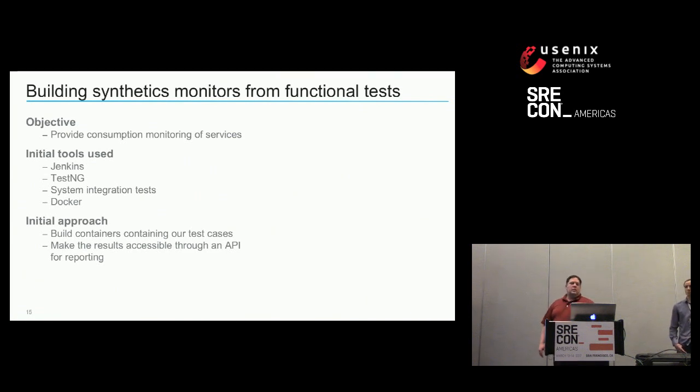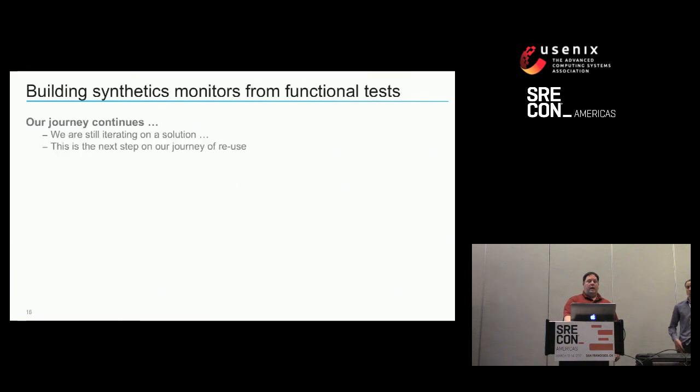Making the results accessible through an API for reporting makes it extensible. We want our toolbox to be usable by anybody. Anybody who wants to hook into it, we want to be able to provide that service. So that's the initial approach that we're on right now. We've done a little bit of work looking at it, but in this area, our journey still continues. We don't feel that it's at the stage we want it to be.